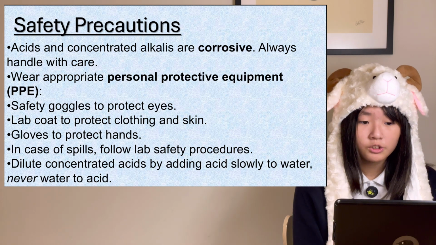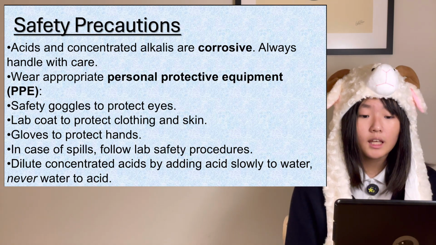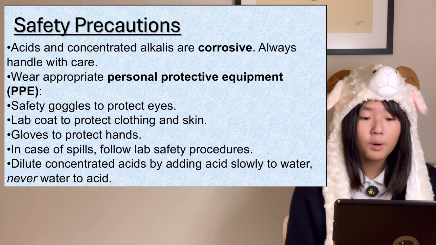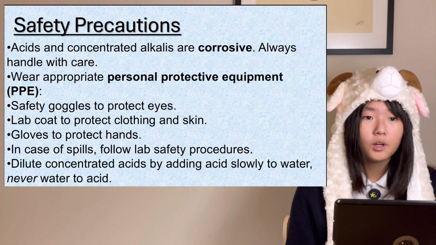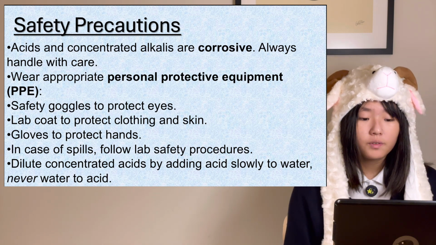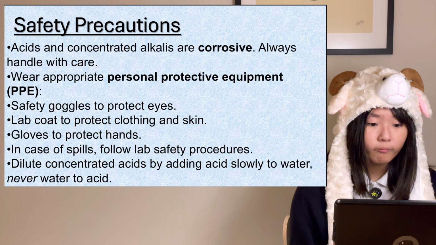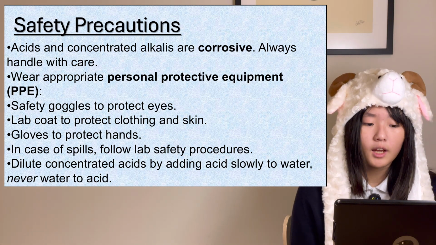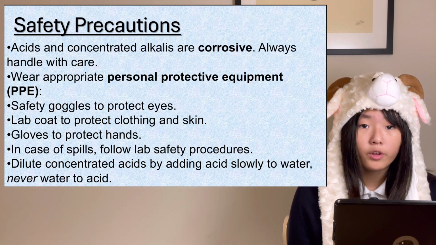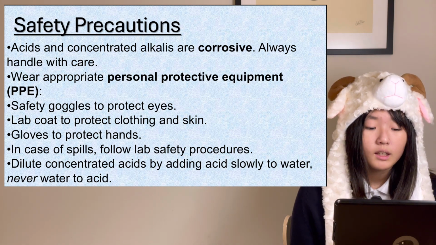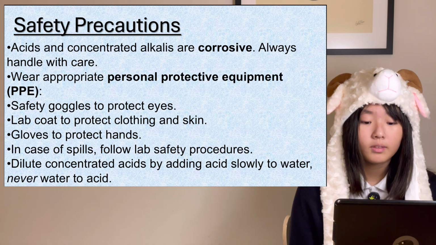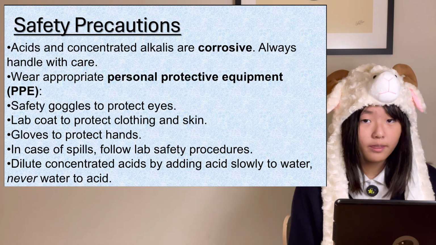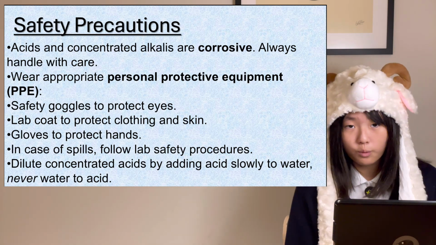Some safety precautions you should use: acids and concentrated alkalis are corrosive, so always handle with care. Wear appropriate personal protective equipment, also known as PPE. For example, safety goggles to protect your eyes, a lab coat to protect your normal clothing and your skin, and gloves to protect your hands. In case of spills, follow the lab safety procedures. Dilute concentrated acids by adding acid slowly to water. Never ever add the water to the acid. You have to add the acid into the water, not the other way around.